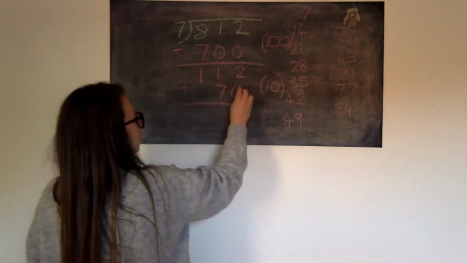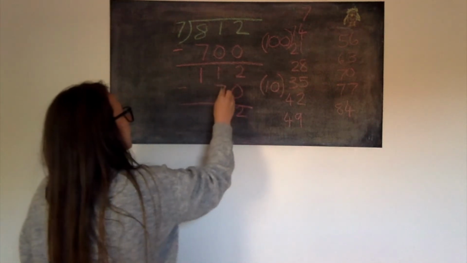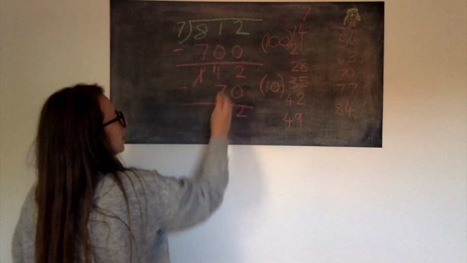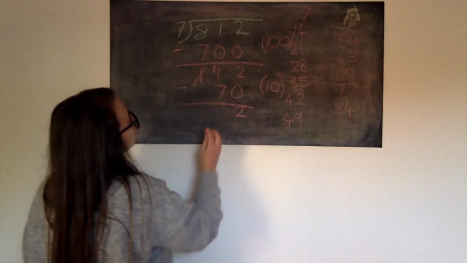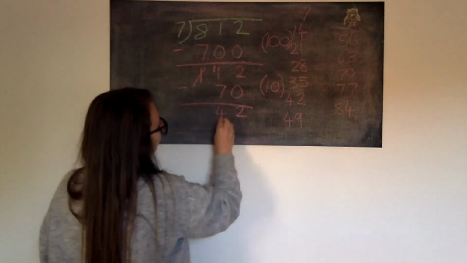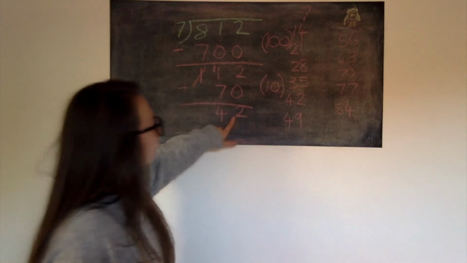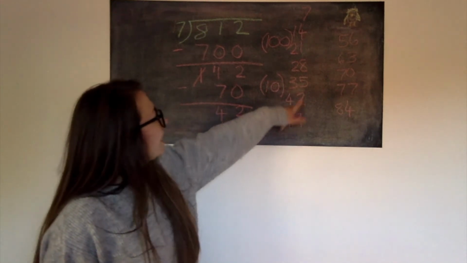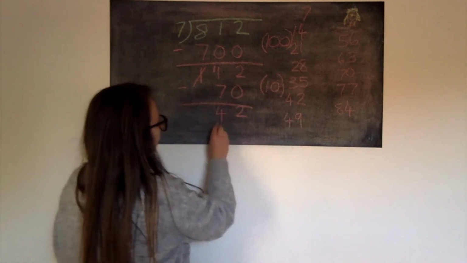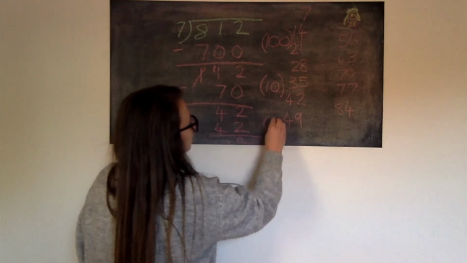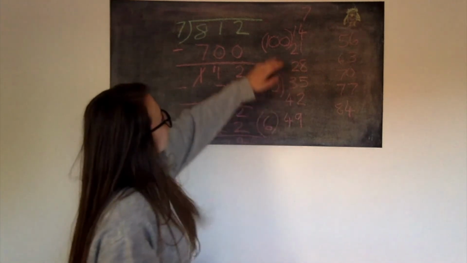Taking that away, 2 take away 0. 10 take away 70 I can't do, so we're taking that from here. Now I've got 11 tens take away 7 tens, which gives me 4 tens. Now I hopefully should be spotting 42 is a multiple of 7. It is 6 lots, so I can take away the whole 42 and have nothing left. That's 6 lots of 7. So my answer is over here.